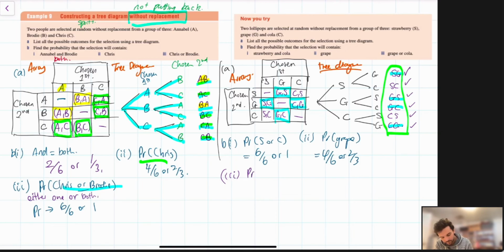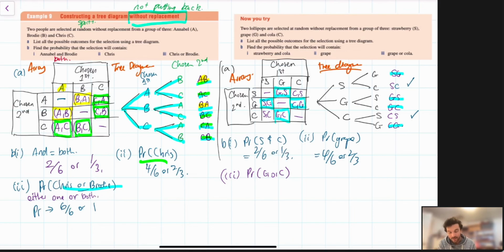Oh, apologies, I misread a word there. It said strawberries and cola. Okay, so I'll just have to correct that. Now, strawberries and cola has to be both. So what are we looking for there? We're looking for strawberries and cola, cola and strawberries. So that one's going to be 2 out of 6 or 1/3.